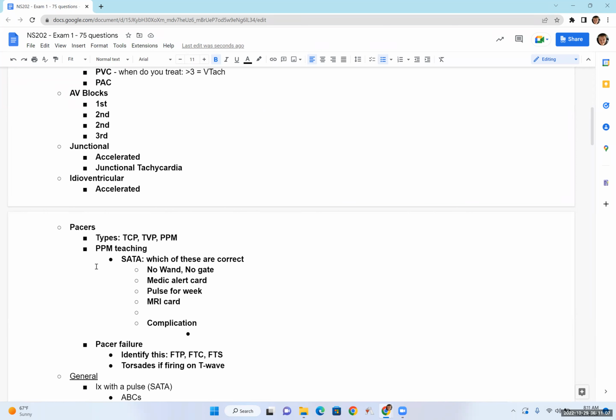So why would someone need a TVP? Why would it resolve? What's the reason why someone gets super bradycardic and then it would resolve in like 2 to 3 days? Drugs, right? They overdose on drugs, right? Or they could have had an MI and we fixed the MI. Right, but either way, they have a drug overdose, right?